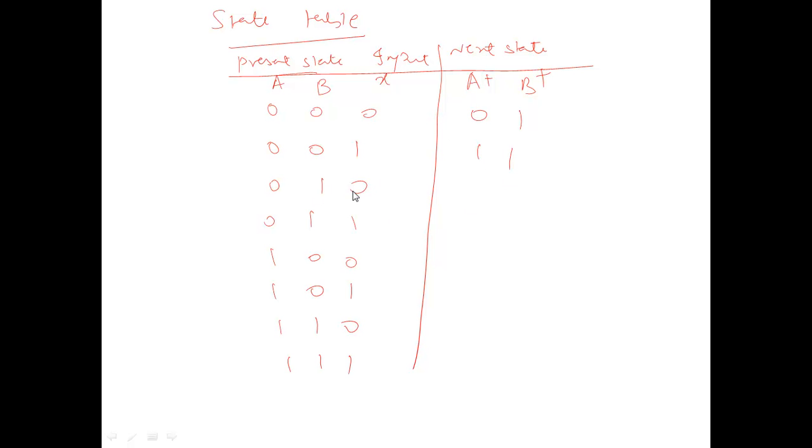Similarly, 01 counting up goes to 10. 10 counting up goes to 11. 11 when input is 0 goes to 00. You can fill like this. Next, similarly for counting down, 01 will come to 00, 10 will come to 01, and 11 will come to 10. So you completed the table like this.